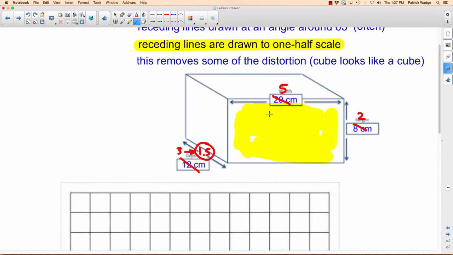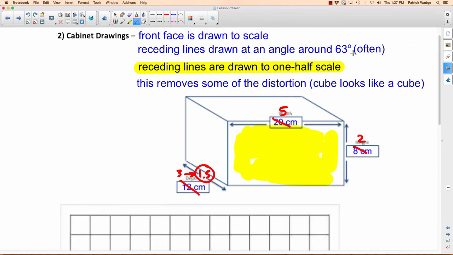Okay, now we want to go back. We're going to do the 45-degree angle. Remember, it says it's often a little more than that, 63, but I want to be able to compare it to the one on the other side of the page. So we're going to go back at 45-degree angle, which you are allowed to do. This is just an often thing. It's not an always thing. And we're only going to go back 1.5 this time, not 3, 1.5.